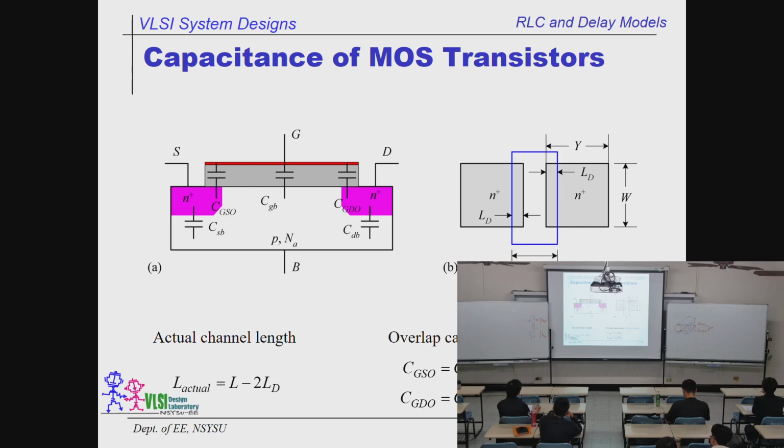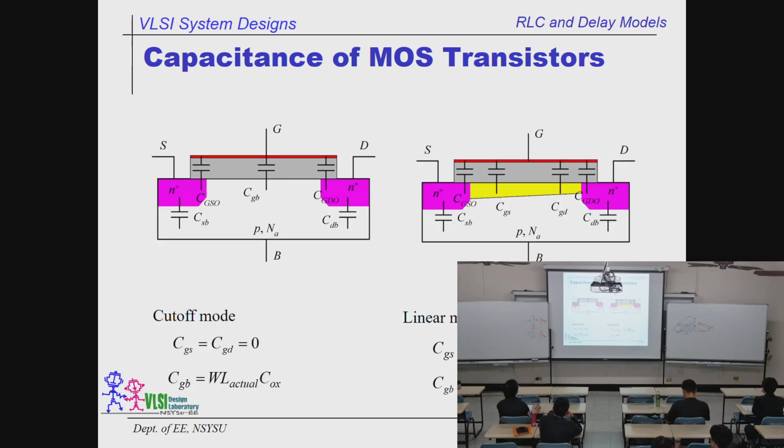Okay, then let's go see some lengthy and complicated equations. Not only do we have 6 different parasitic transistors, what is even worse is that their capacitors are different in different modes of the transistors.